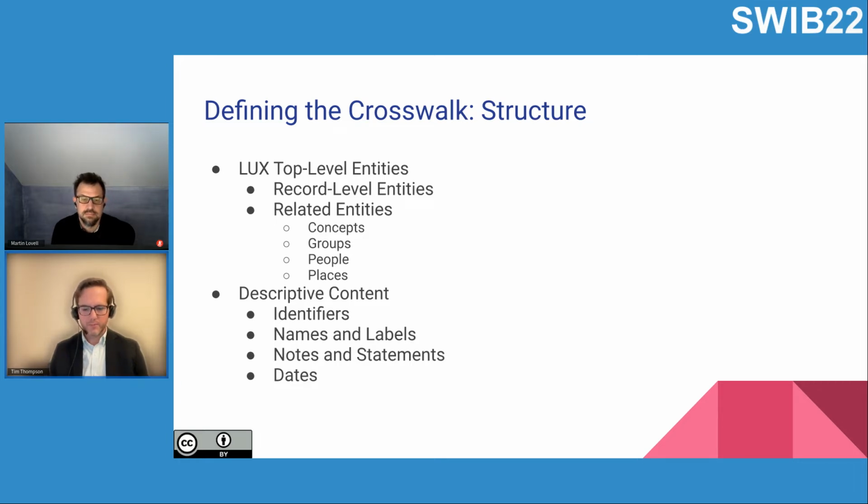A data pipeline has been developed for LUX that ingests each unit's transformed data and enriches the related entities with information from external linked data sources such as Wikidata, the Getty Vocabularies, and the Library of Congress Linked Data Service. Descriptive content, for its part, represents the textual or typed data that fleshes out the description of a record-level entity.